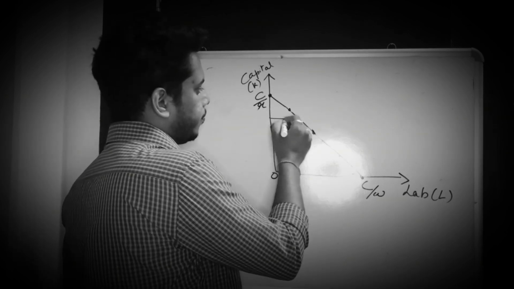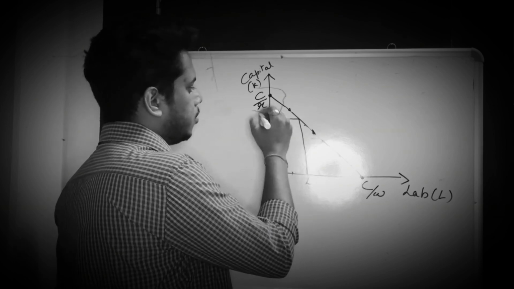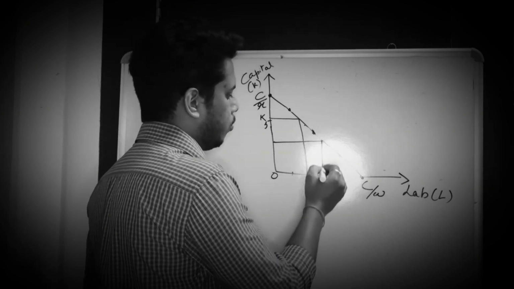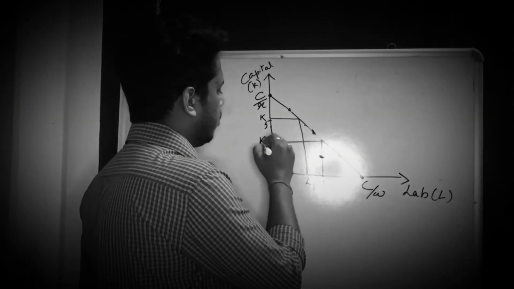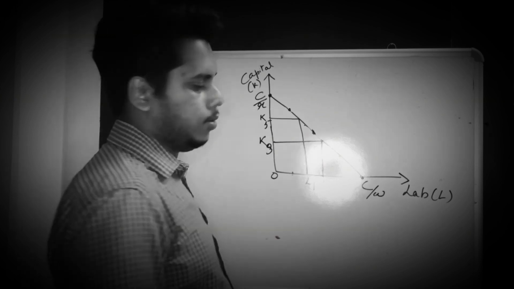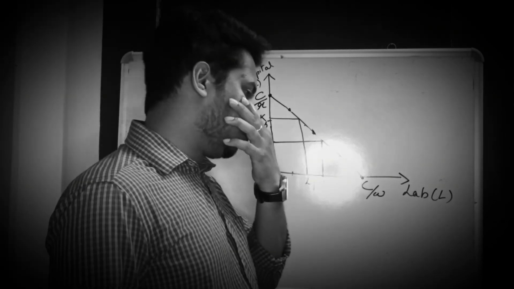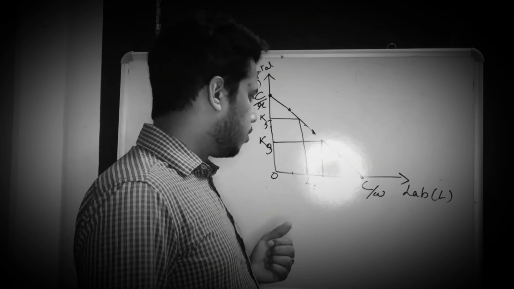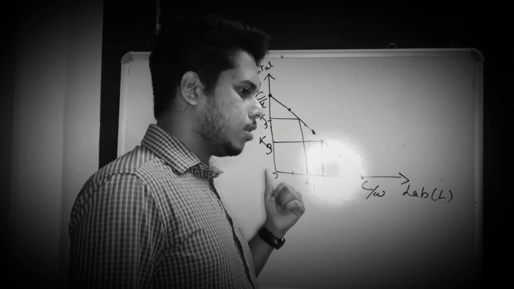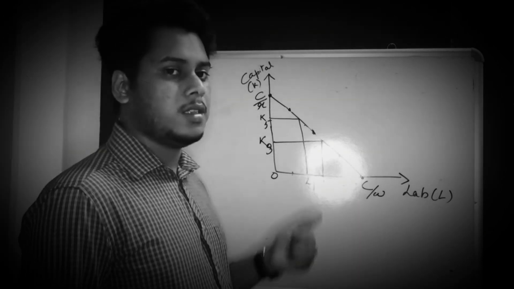In this case, if I increase labor, then the capital needs to decrease. If I increase labor by 1 unit, then the capital needs to decrease by say 2 units. So the slope of the curve will be 2. Over here we can say that an increase in one variable is associated with a decrease in the other variable.